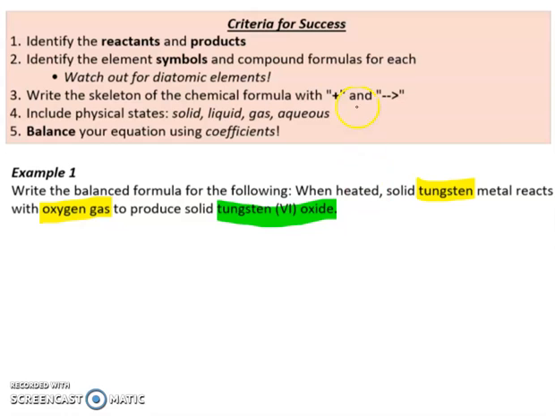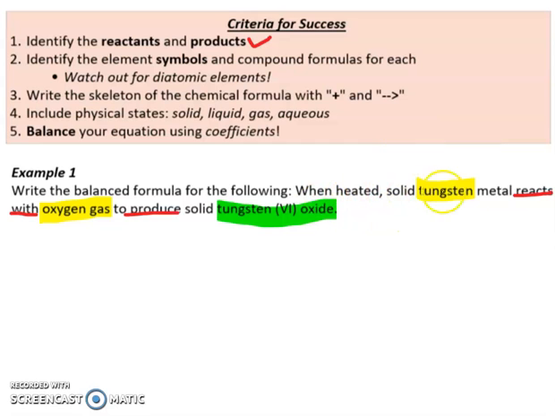So words that say react with are always going to be a hint that whatever is next to these, before and after, are your reactants. And then produces, whatever comes after that is usually your product. So I did number 1. My reactants are yellow, my product is green. Identify the element symbols and compound formulas for each.